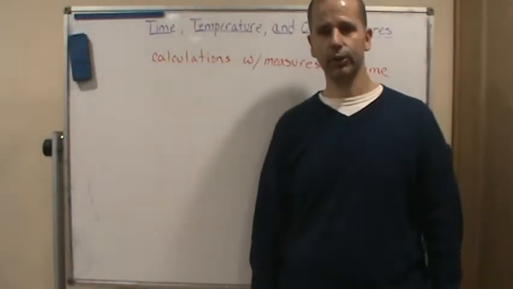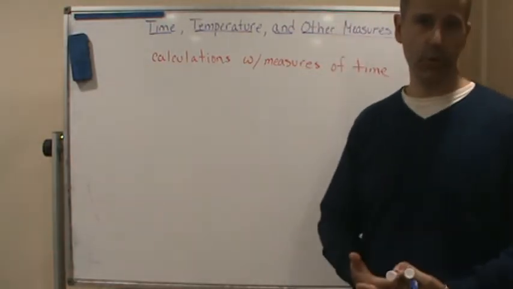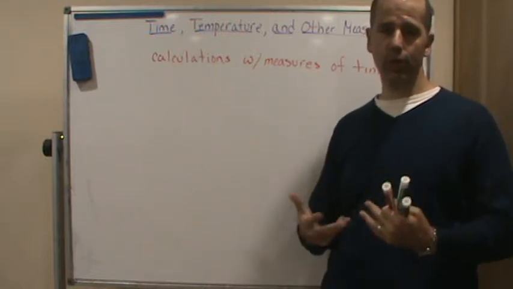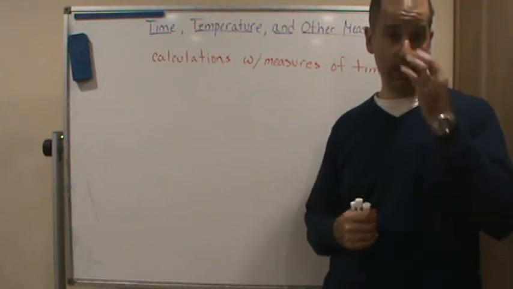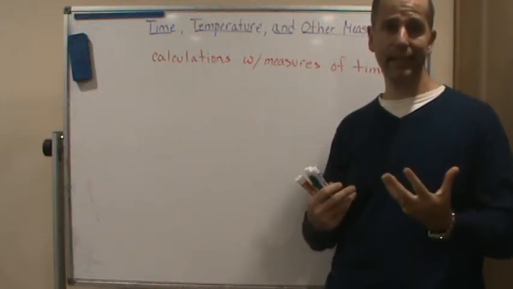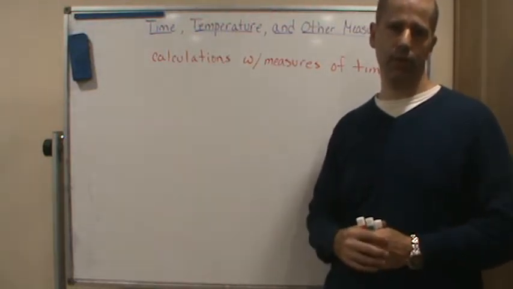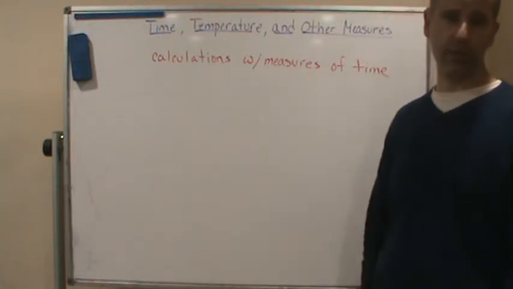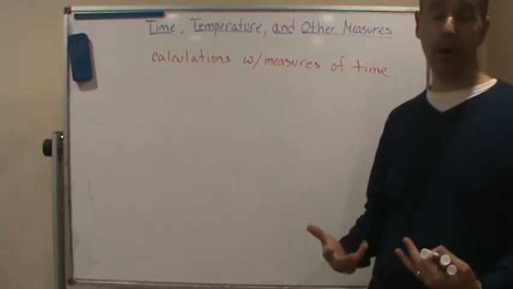Okay, so welcome back. In this video we're going to talk about doing calculations with measurements of time. You have to understand that we're going to treat these the same way we treated other units in the metric system or in the US customary system. We're going to use the same steps that we learned in those two sections. All we're doing now is using units of time and temperature and other measures, but we still use them the same way.